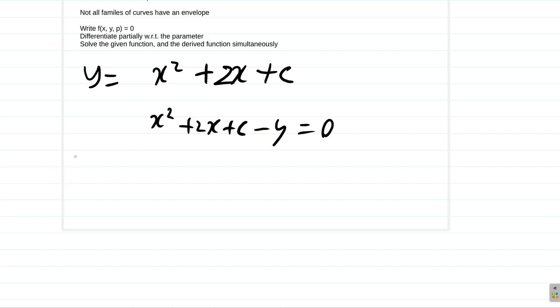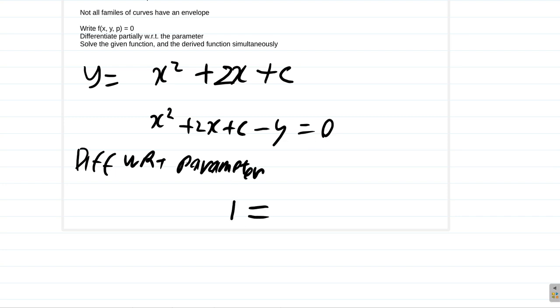Then we differentiate with respect to the parameter, whatever it is. In this case, it is c. If we differentiate with respect to c, what do we get? We get 1 equal, and then we differentiate the 0 part, we get 0. But hold on. This is a contradiction. 1 and 0 cannot be the same thing. So you can say this family of curves, they don't have an envelope.